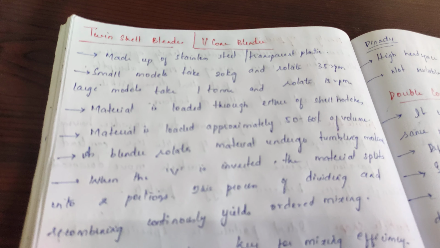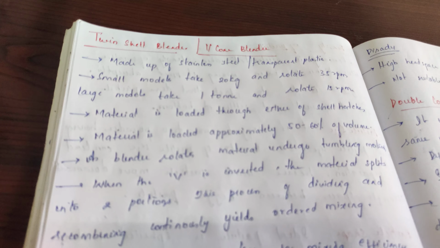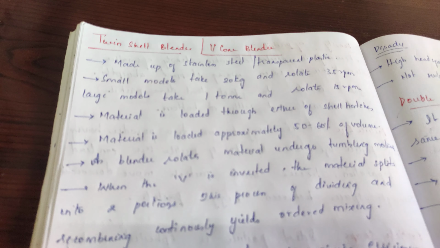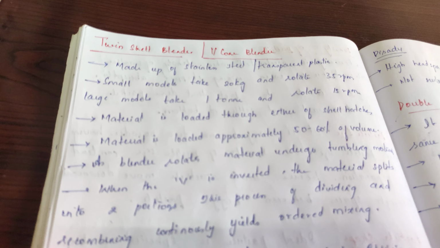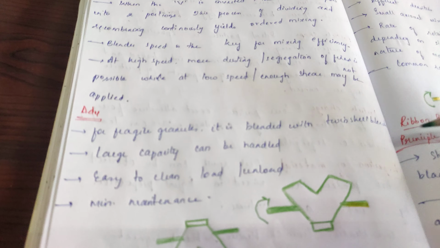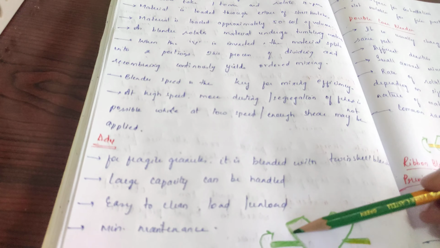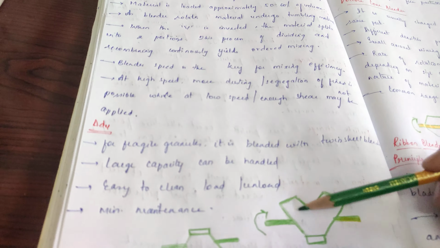One of the equipment used in solid mixing is the twin shell blender, also called the V cone blender. As the name indicates, twin shell means it has shells on both the sides, or you can also call it a V cone blender. It looks somewhat like this, having shells on both the sides, hence called twin shell blender or V cone blender.